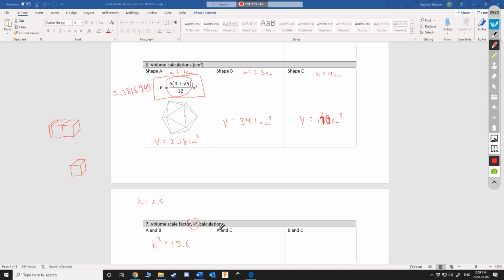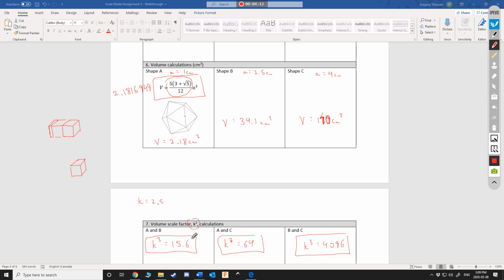If I compare A to C, you say, okay, what's k cubed? Our original k was 4. Do that 4 divided by 1. 4 to the power of 3 is 64. So k cubed here is 64. And from B to C, our k value is 4 divided by 2.5, so 1.6. If I cube that value, we get k cubed is equal to 4.096, or 4.1.